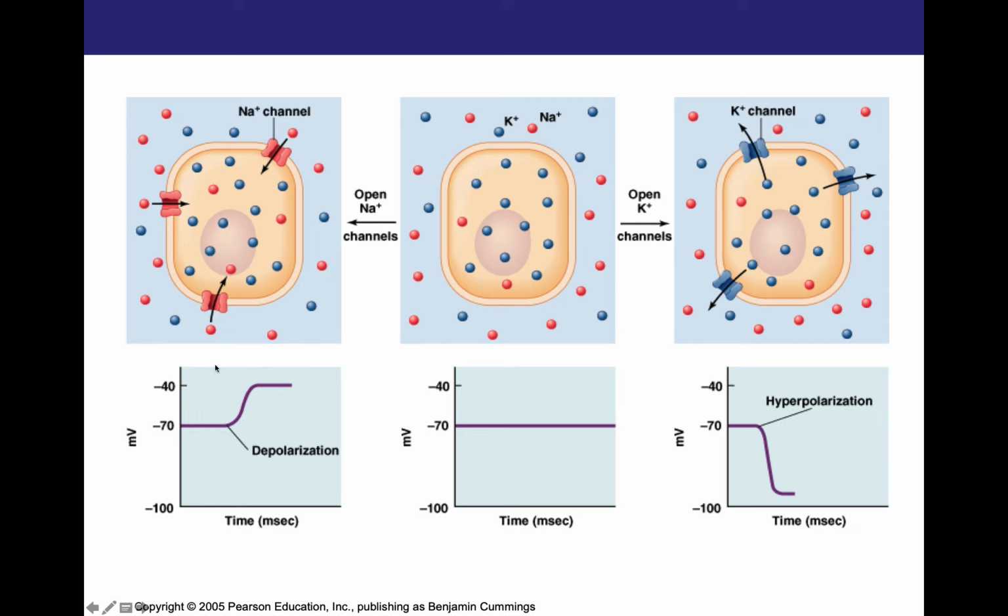Now I'm going to start using the term depolarization instead of saying moving in a positive direction. If we open a potassium channel, potassium leaves the cell, that positive charge is leaving the cell. That's going to pull the membrane voltage closer to the equilibrium potential for potassium. When it moves in a negative direction, this is called hyperpolarization.